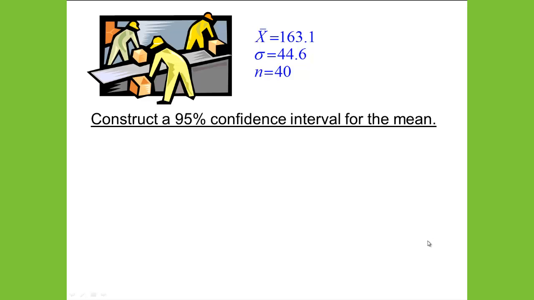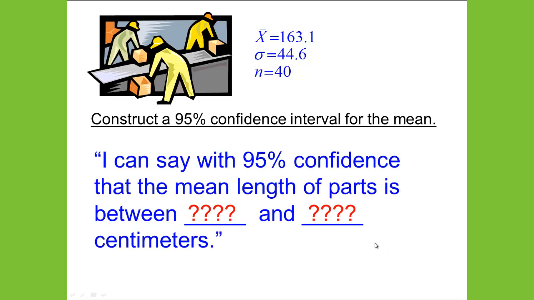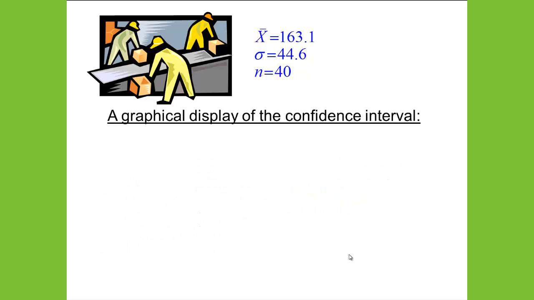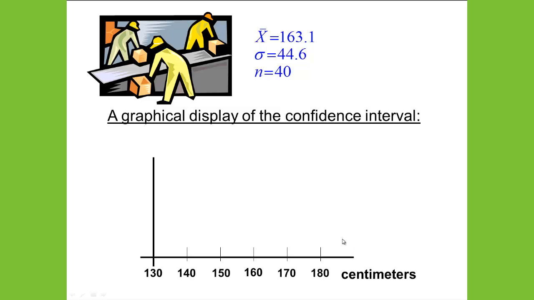Then Ms. Borlaug wants you to fill in your sentence, which says, I can say with 95% confidence that the mean length of parts is between, and then you have your two blanks, centimeters. So in our case, we can say with 95% confidence that the mean length of parts is between 149.3 and 176.9 centimeters.